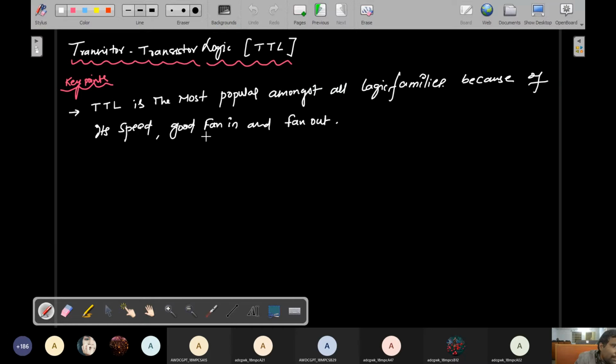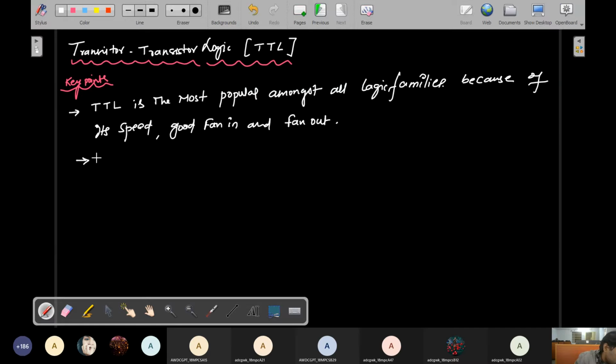Fan in means inputs, fan out means good output performance. Input performance, output performance, and speed are all very good. That's why it is the most popular amongst all the logic families. And these transistor logics are mostly used for switching devices. So I'll write this key point.